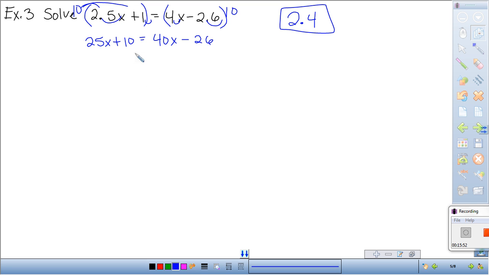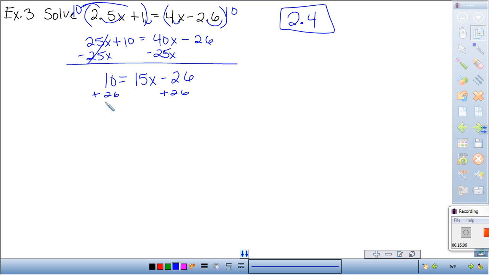We need all our x's on the same side. Minus 25x, minus 25x. Move the smaller one. So we have 10 equals 40x minus 25x is 15x minus 26, plus 26, plus 26 gives us 36 equals 15x. That cancels. Divide both sides by 15. And x equals, let's see, 15 goes into 36 two times. That gives us 30. So we have 6/15.